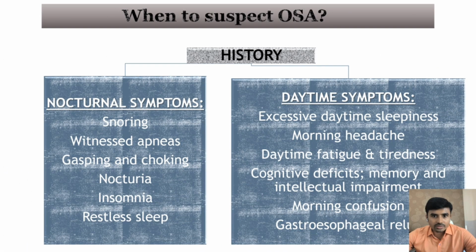When to suspect OSA? Firstly, take history. Nocturnal symptoms will be snoring, witnessed apneas by the partners, gasping and choking, nocturia, insomnia, restless sleep. Daytime symptoms will be excessive daytime sleepiness, morning headache, daytime fatigue and tiredness, cognitive deficits, memory and intellectual impairment, morning confusion, gastroesophageal reflux.